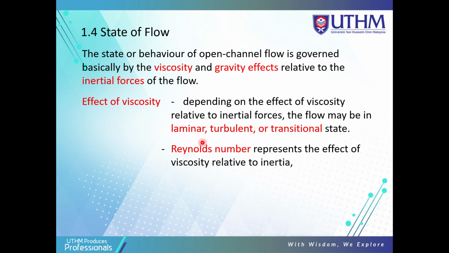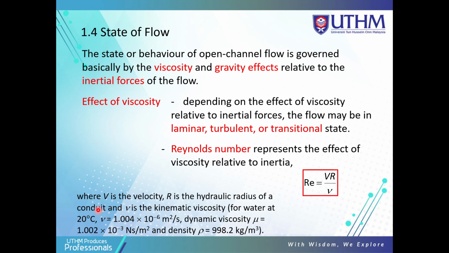Now for the state of flow, we use the Reynolds number. It represents the effects of viscosity relative to inertia. Reynolds number is equal to velocity times the hydraulic radius divided by the viscosity, where V is the velocity, R is the hydraulic radius of a conduit, and ν is the kinematic viscosity for water at 20 degrees Celsius. Dynamic viscosity and density are given in your question in your final or in your test.